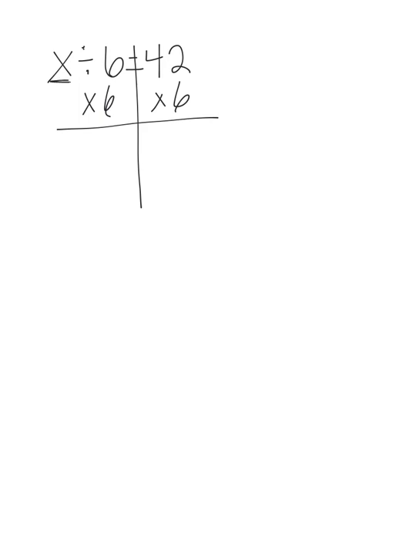Some of you would have thought that x was 7, because 7 times 6 is 42, but remember, we want a larger number here. A large number divided by 6 is 42. So x divided by 6 times 6, on the left we get just x, and 42 times 6 is 252.